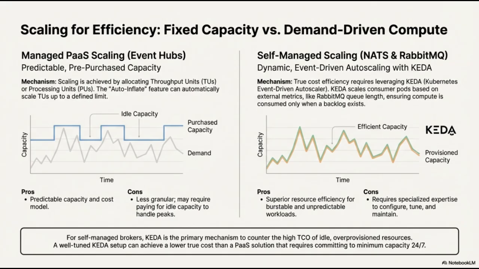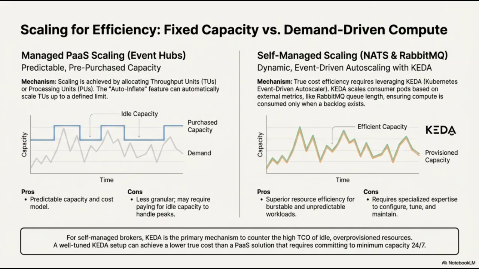This model relies on predictable, pre-purchased capacity. Scaling is typically achieved by allocating throughput units or processing units. While features like auto-inflate allow for some automated scaling up to a defined limit, the graph clearly shows that capacity is provisioned in steps. This often leads to significant idle capacity, where you are paying for resources that exceed your actual demand. The primary benefit here is a very predictable capacity and cost model, but the lack of granularity means you are frequently paying for overhead to handle potential peaks.